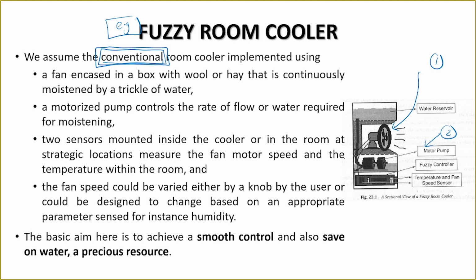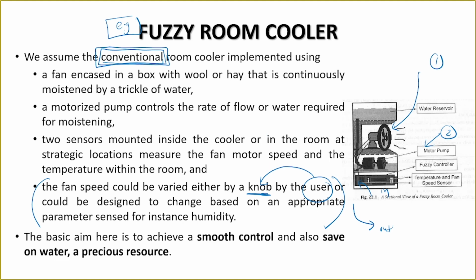So two sensors are mounted, as I mentioned, in and out. This particular sensor will be embedded inside and this one should be placed outside, in order to read the temperature internally and externally. The fan speed could be varied either by a knob or by the user. So this one is the external influence by the user.